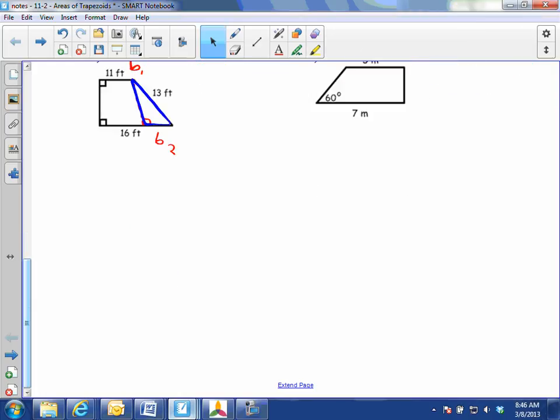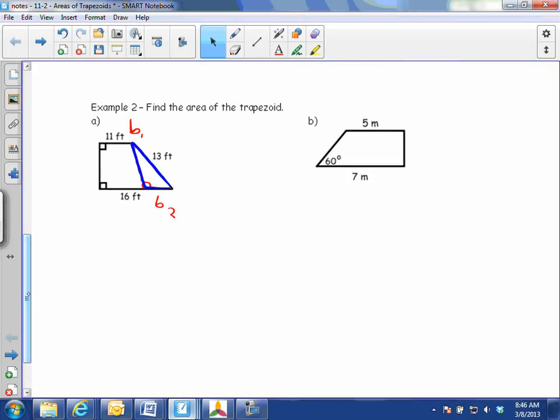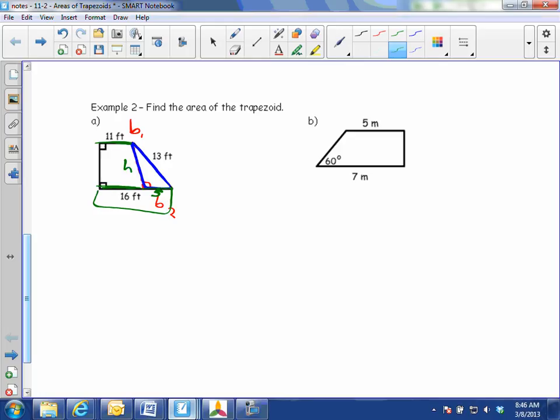So since we know from here to here is 11, and if I had drawn my line a little bit straighter, from here to here would be 11, but from here to here is 16, so how long is that little bit? 5. Good job. So now what can we do to figure out the height?